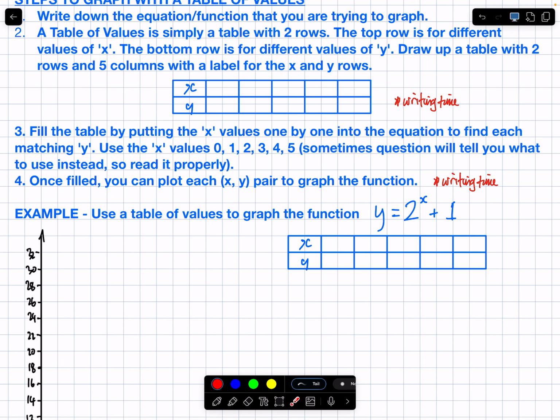How do I fill in the table? Fill the table by putting the x values in. What x values did I recommend? 0, 1, 2, 3, 4, 5. So you don't even need to think about that. 0, 1, 2, 3, 4. I filled those in. I didn't even need to do maths there. I just needed to remember that.